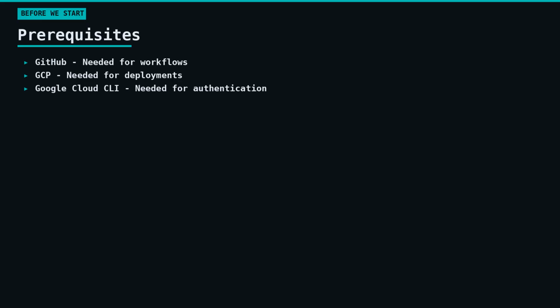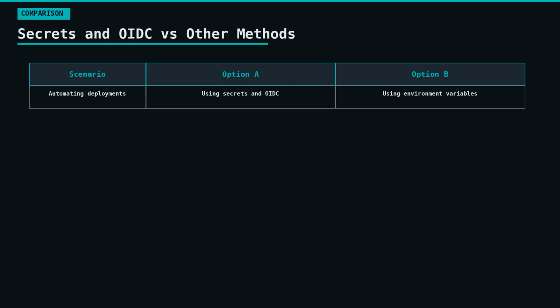Now, let's compare using GitHub Actions secrets with OIDC authentication versus using other methods. Using secrets and OIDC provides an additional layer of security and makes it easier to automate deployments. Other methods, such as using environment variables, may not be as secure and can be more complicated to set up.